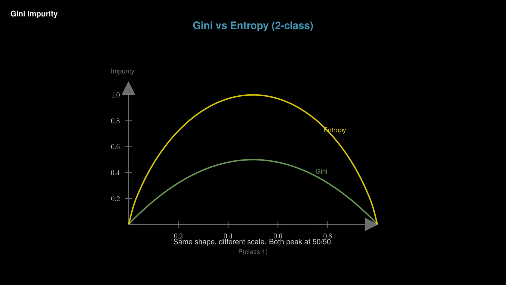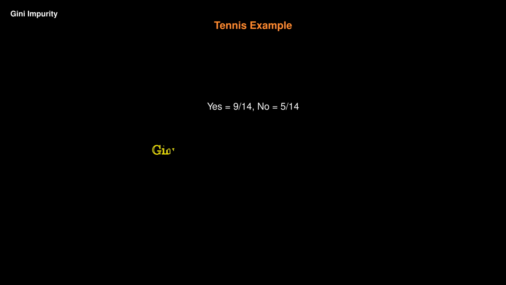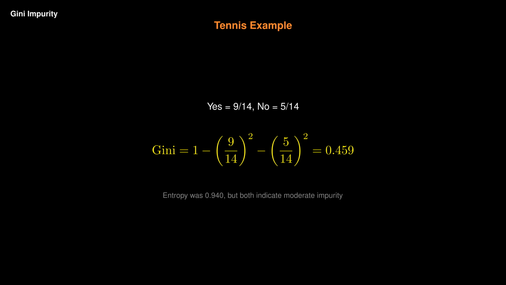For the tennis data with 9 yes and 5 no, Gini is 1 minus (9/14) squared, minus (5/14) squared. That's 0.459. Entropy was 0.940, different scale, but same conclusion, moderately mixed.